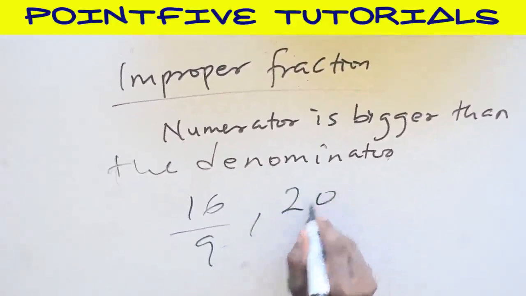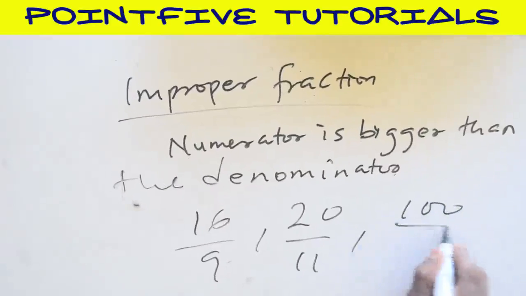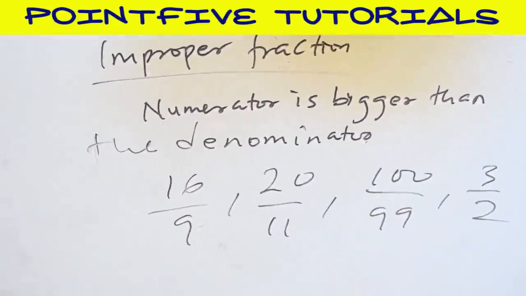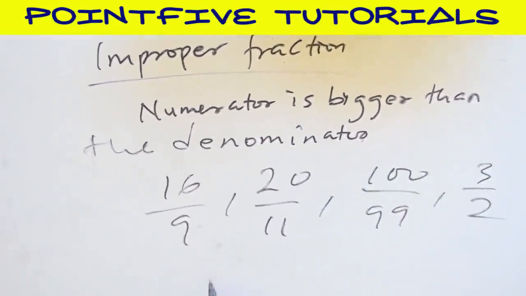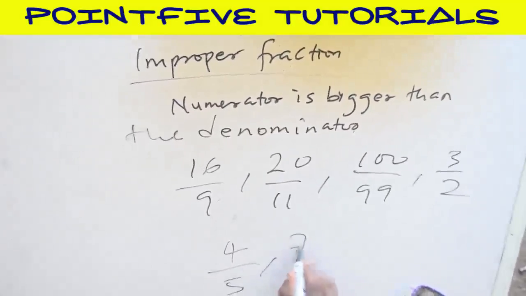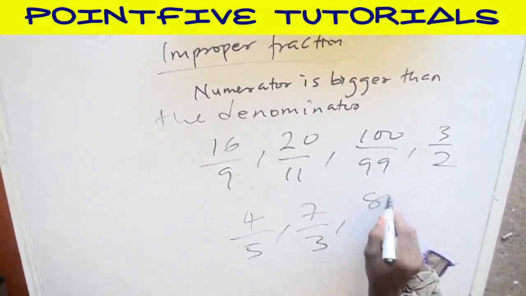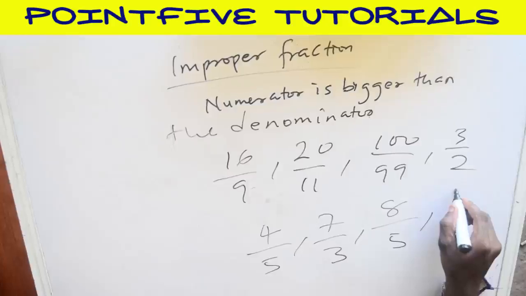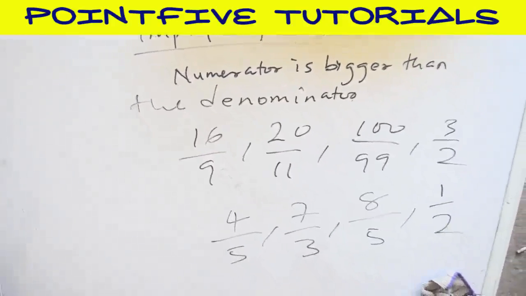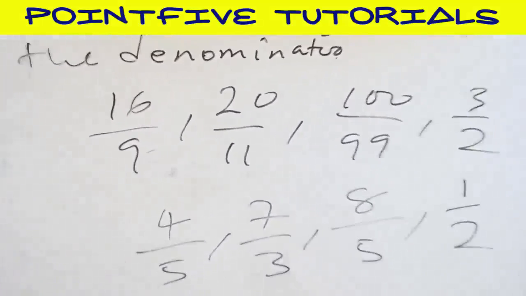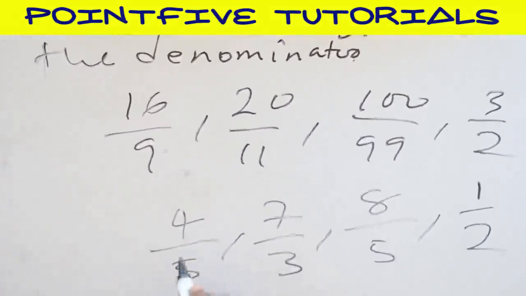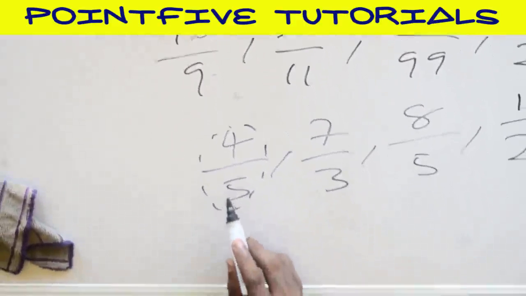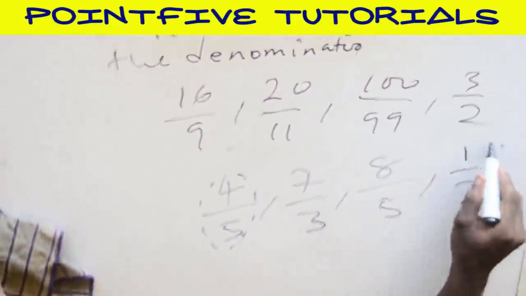Examples here could give you 16/9, 20/11, 100/99, 3/2, etc. All these are good examples of improper fraction. Suppose I write 4/5, 7/3, 8/5, 1 over 2. I say identify proper fractions here. The proper fraction here will be this, because here now the bigger body, which is 5, is carrying a smaller body up, and also this one.